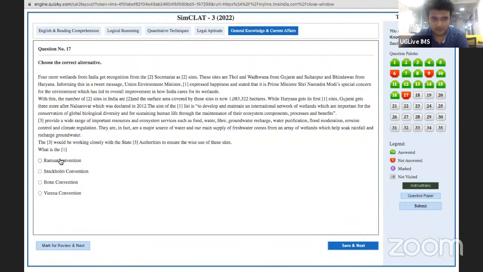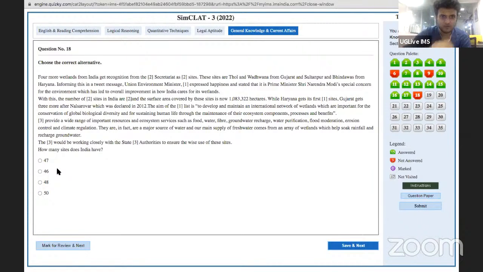It specifically relates to India. So it has to be something related to India, guys. Right? All of them are foreign conventions related to, of course, environment. But a safe, informed option is that.